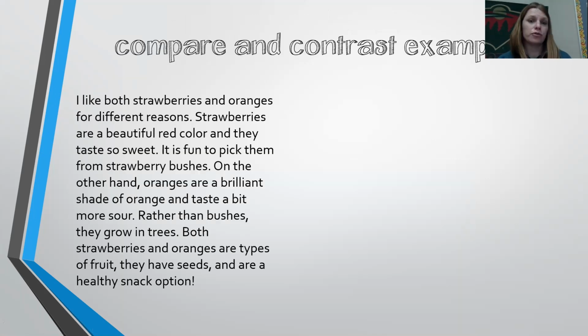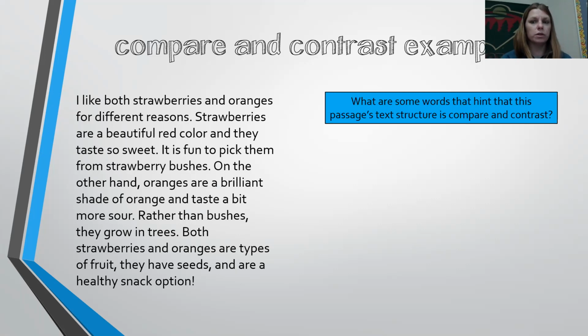Let's do our example. I like both strawberries and oranges for different reasons. Strawberries are a beautiful red color and they taste so sweet. It is fun to pick them from strawberry bushes. On the other hand, oranges are a brilliant shade of orange and taste a bit more sour. Rather than bushes, they grow in trees. Both strawberries and oranges are types of fruit. They have seeds and are a healthy snack option.